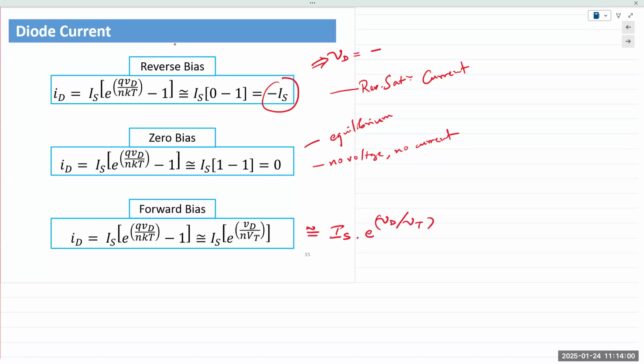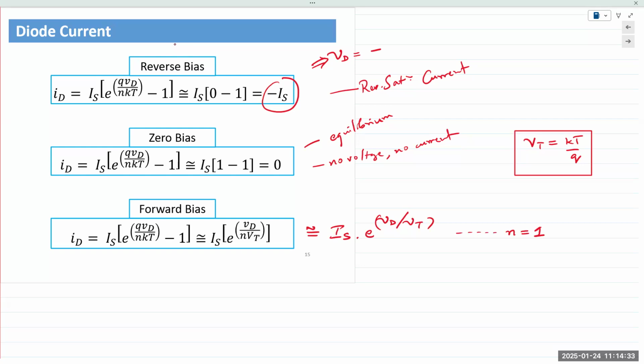So q over kT, or kT over q. q over kT is 1 over VT, the thermal voltage. n, the non-ideality factor, is typically 1. And so we can reduce the expression simply to e raised to VD over VT.